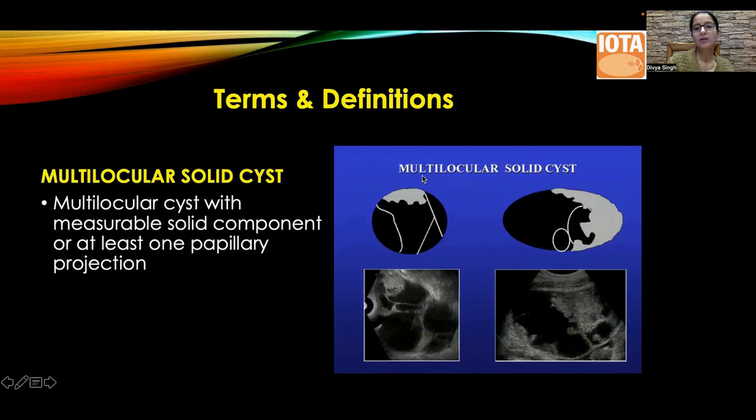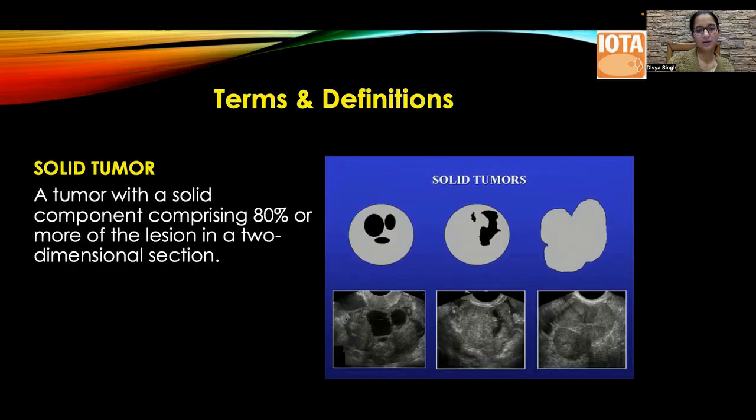Then after multilocular, we move to multilocular solid. In multilocular, if you add the solid component, as you see here, as well as in these ultrasound images, there is presence of multiple solid components within this multilocular lesion. So when there are measurable solid components in a multilocular lesion, it is termed as multilocular solid.